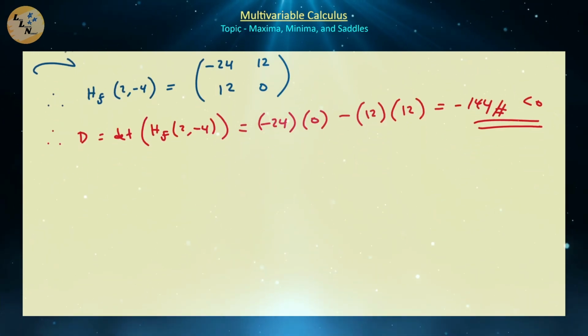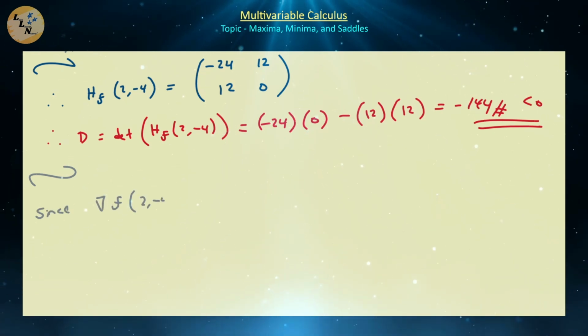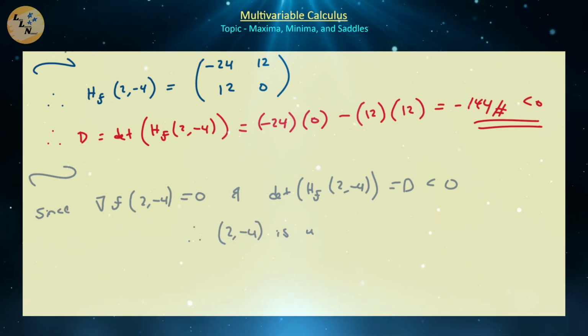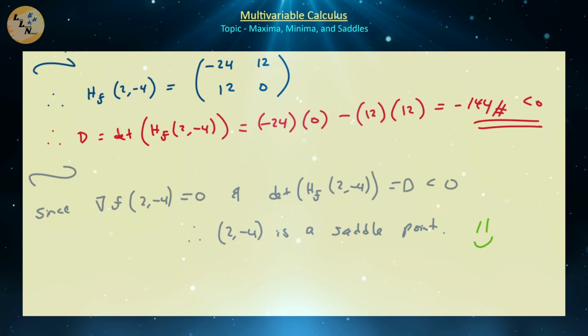All right, so what does that mean? So since the gradient of f at (2, -4) is equal to 0, and the determinant of the Hessian of f at (2, -4), which we just call D usually, is less than 0, that means (2, -4) is a saddle point. And that is how you can analyze maxima, minima, and saddle points from the perspective of gradients, systems of equations, and first and second order partial derivatives.